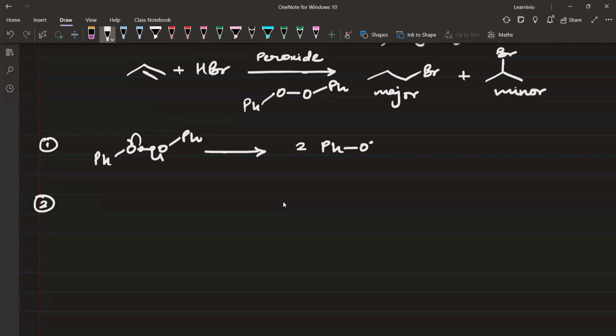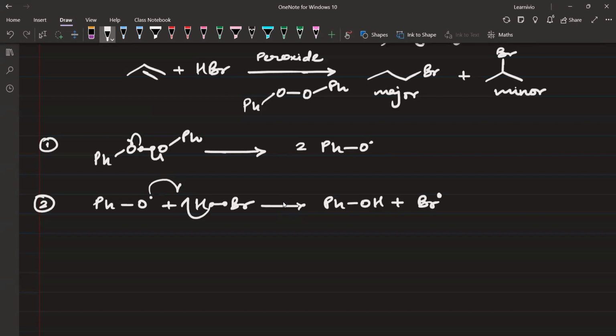The second step, there will be HBr. So you will have PhO free radical plus HBr. These are free radicals here. So what will happen? It is going to take the hydrogen from here and it will give you PhOH plus Br free radical. So now we are having Br free radical. The third step, you will have alkene, and alkene is going to react with Br free radical.